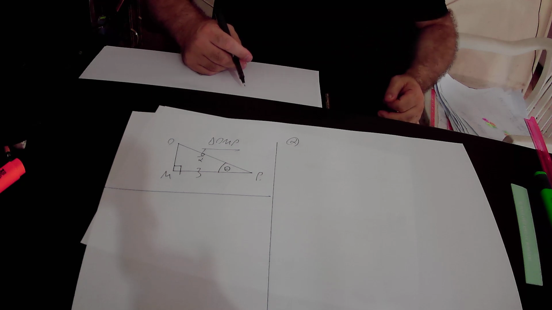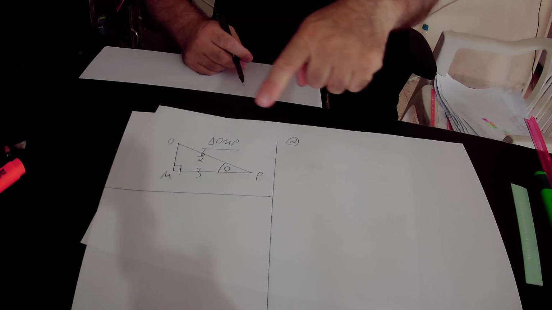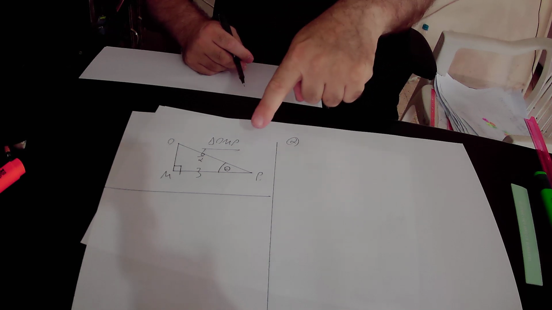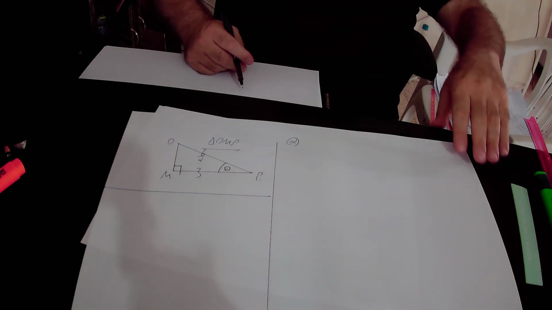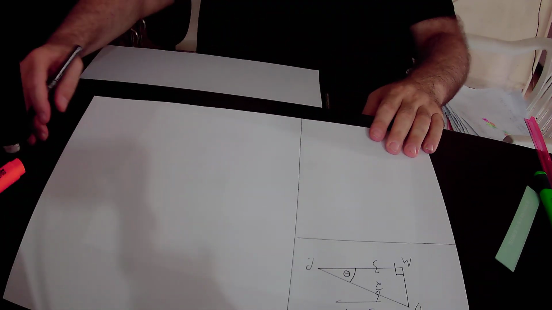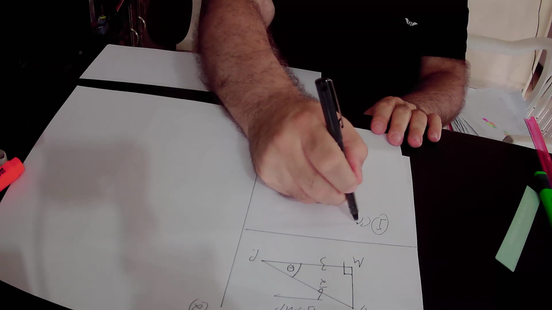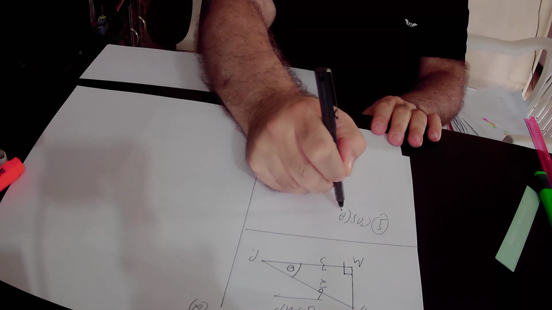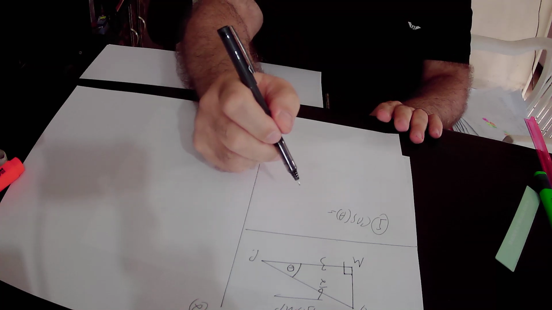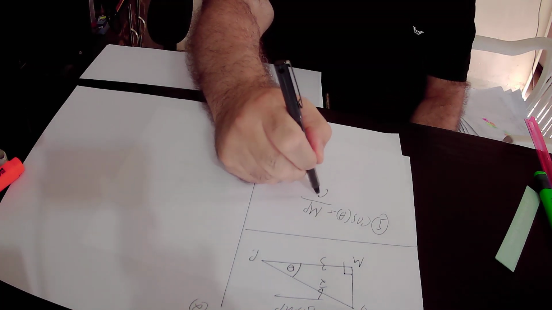In the right triangle OMP, cosine theta equals MP over OP. Again, cosine theta equals MP over OP. I write it down: cosine theta equals MP over OP.